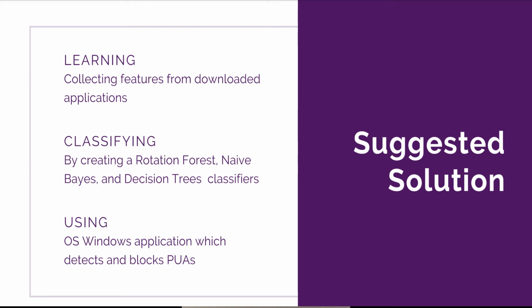So let's discuss our suggested solution. First step is learning. We are collecting features from downloaded applications from many websites, including popular free application download sites, portals. Second, classifying. We will create several classifiers: rotation forest, naive Bayes, and decision tree. Third is using. We wrote a Windows application code which detects and blocks PUAs based on the classifiers which were created.